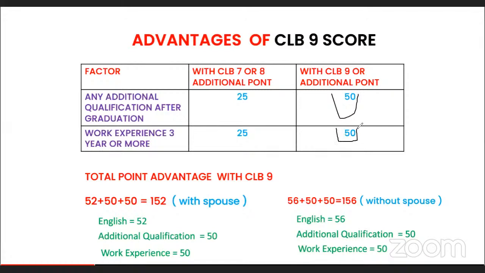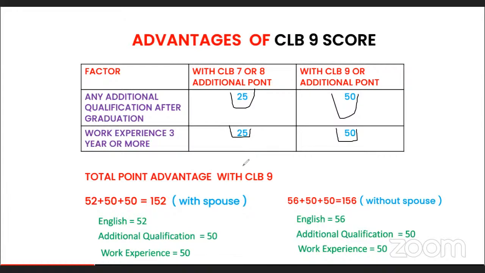That doesn't mean when you score CLB 7 or CLB 8, you won't get anything. You will get, but your additional qualification after graduation will provide you 25 points, and your additional work experience will provide you 25 more points. Now, the difference is very much visible. CLB 9 will give you 50 plus 50 points in both the factors, and CLB 7 or 8 will give you 25 in each factor, right?